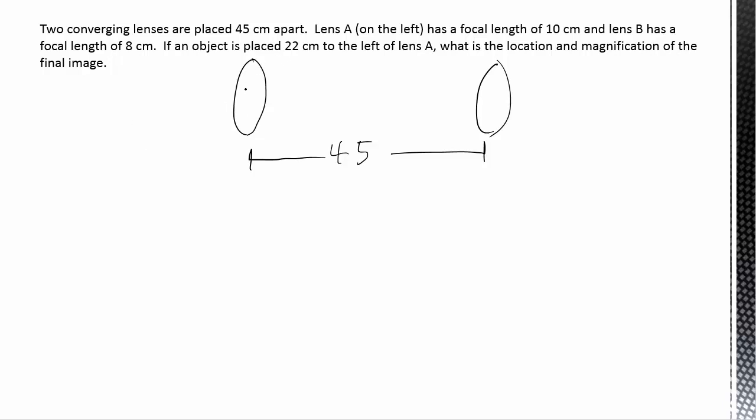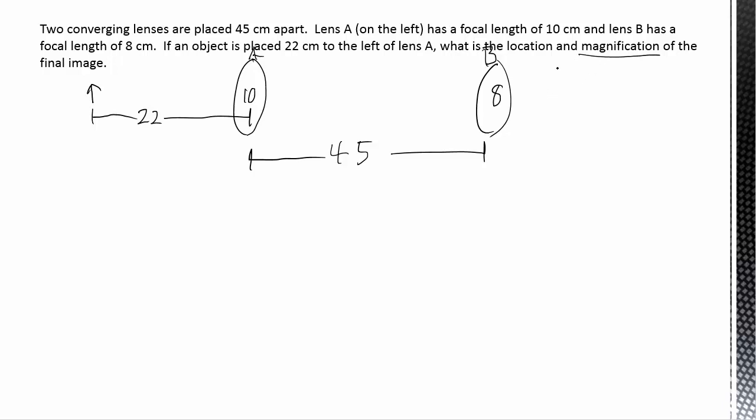Okay, this one has a focal length of 10. This one's got a focal length of 8. I'll call this A here, B here. And then we've got an object, 22 centimeters over here. So 22 from there to there. And we want to find the final location and magnification of the image.